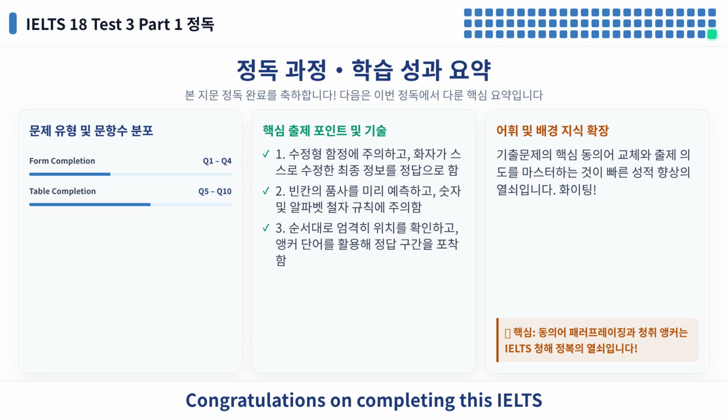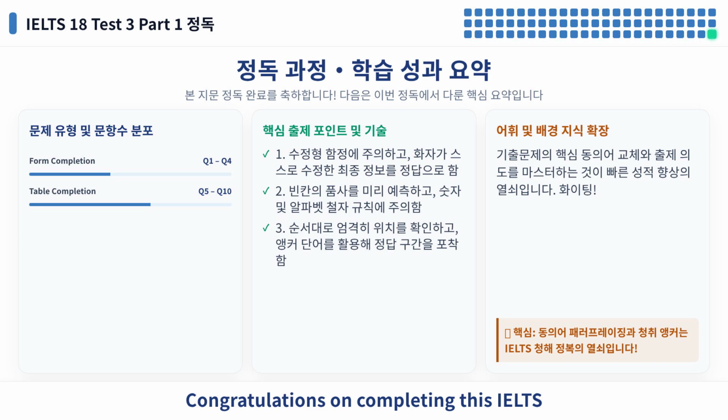The heat map shows the question spread. Questions 1 to 3 are in topic 1, questions 4 to 7 are in topic 2, and questions 8 to 10 are in topic 3. In this dialogue, we expect spelling traps, corrections, and number format changes. Listen carefully for corrected words and spelled letters.